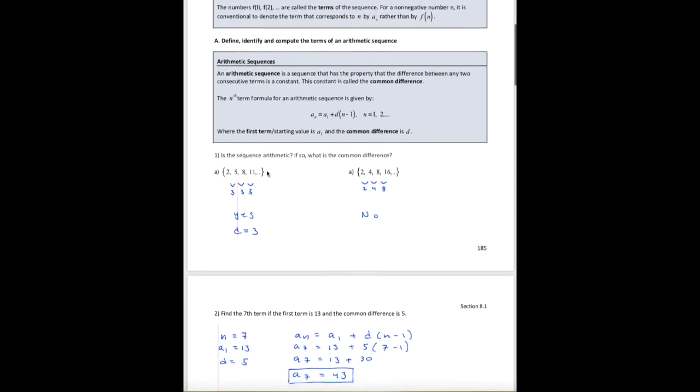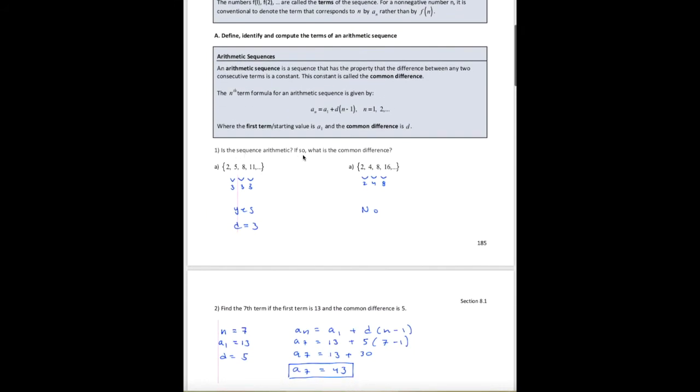So first question: is the sequence arithmetic? If so, what's the common difference? So here's an example of a sequence. Again, a list of numbers. And here, 2 to 5, that's increasing by 3. The difference between 5 and 8, still increasing by 3. 8 to 11, increasing by 3. So that's what we mean by common difference.